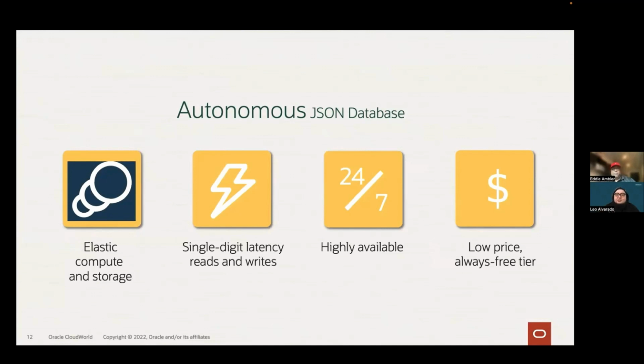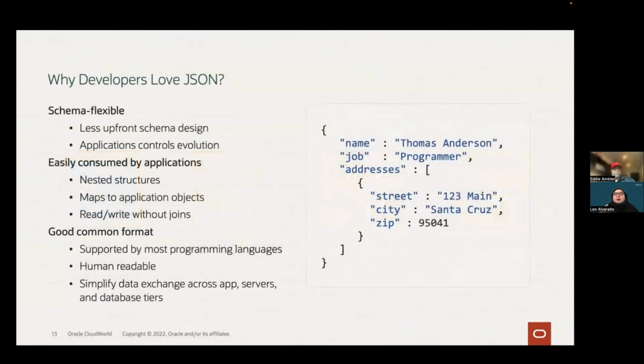We've also seen that NoSQL stores advertise that they can maintain low latency. So the Autonomous JSON Database can also do this, but not at the cost of durability and consistency, and it provides you with single digit latency. It is highly available and low cost. In fact, we also have our Autonomous JSON Database on our Always Free tier.